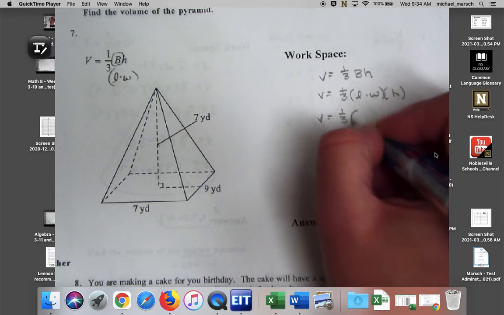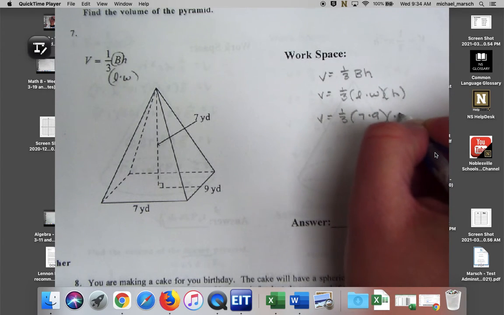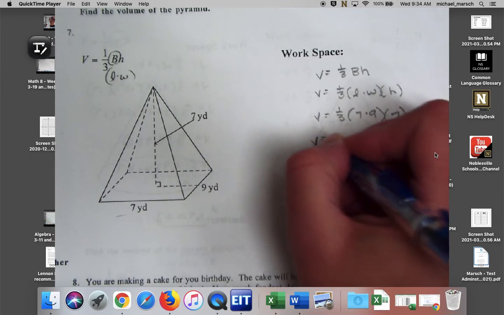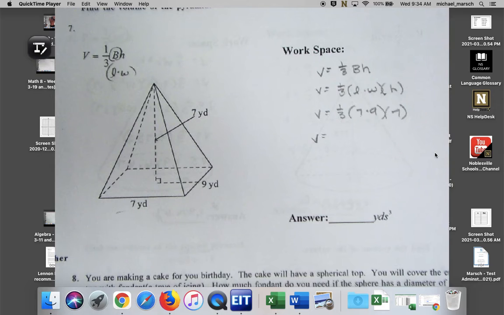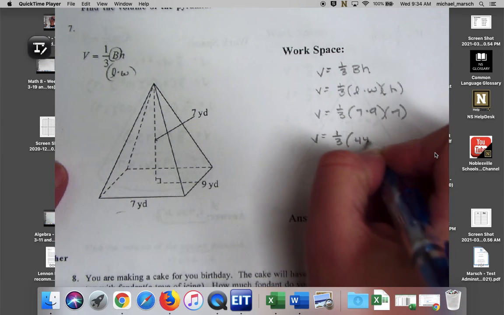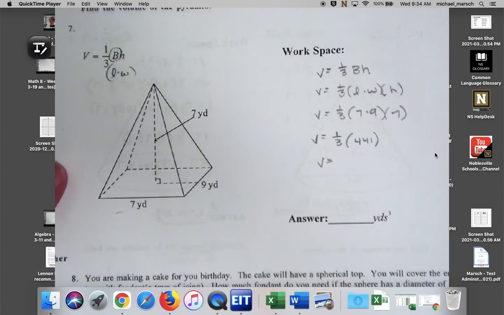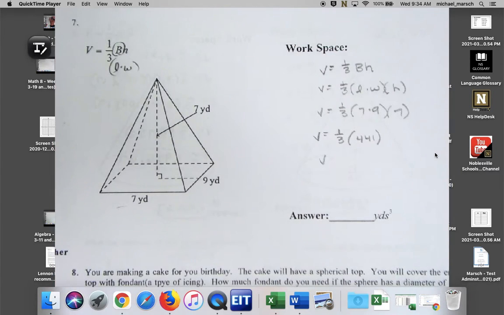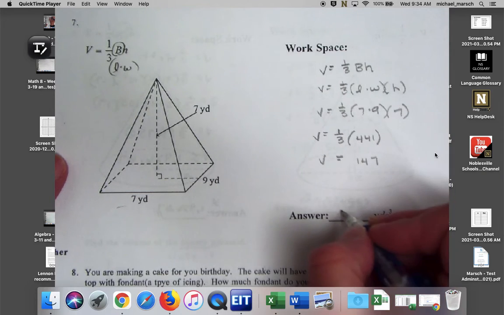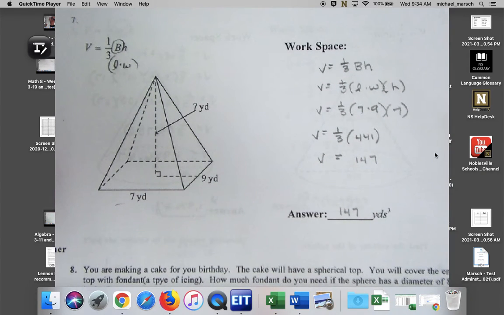Volume equals 1/3 of 7 times 9 times 7, because I have length, width, and then height. Volume equals, let's see here, 7 times 9 times 7. We have 1/3 of 441. Volume is about, it's an exact value, 147. So we get 147 yards. Remember, to find 1/3, we divide by 3.